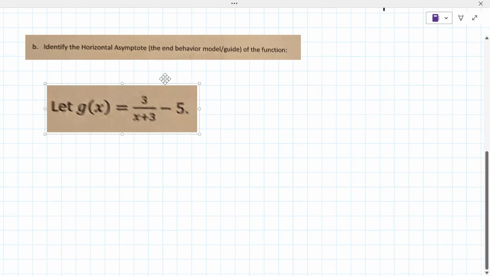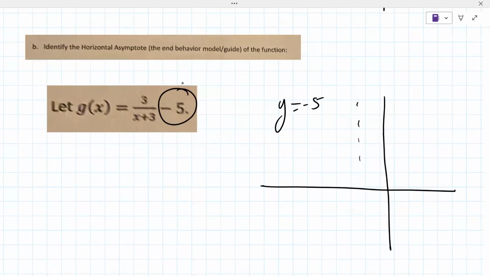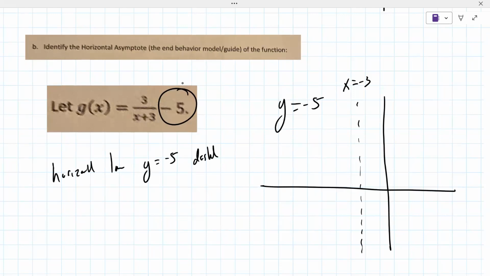Is this a single fraction? No. There we go. The answer is y equals -5. So on your graph here, could you graph that horizontal line? Y equals -5, another dashed line.